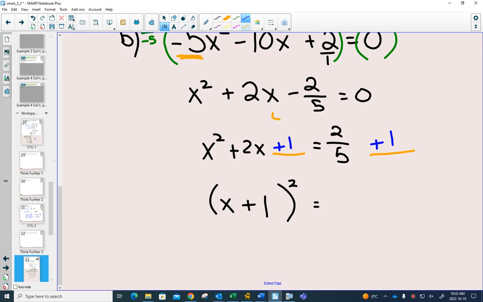How do you add fractions? You need a common denominator. So my common denominator by 1 would be 5 over 5: 2 over 5 plus 5 over 5 is 7 over 5.